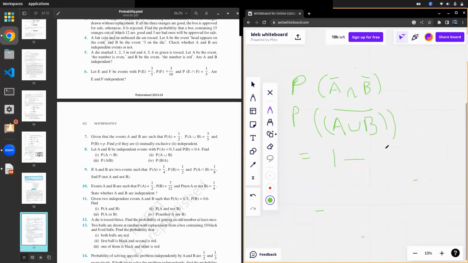This is equal to 1 minus probability of A union B. The probability of A union B can be found by the formula P of A plus probability of B minus probability of A intersection B. The values are given in the problem. So by substituting the values, we can find the required probability here. So we can see the next problem.